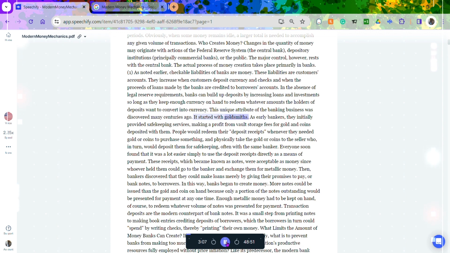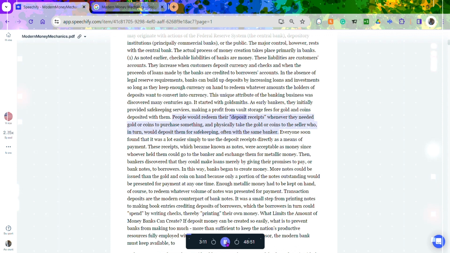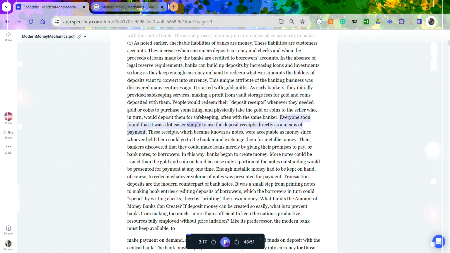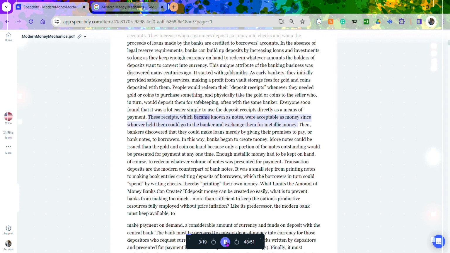It started with goldsmiths. As early bankers, they initially provided safekeeping services, making a profit from vault storage fees for gold and coins deposited with them. People would redeem their deposit receipts whenever they needed gold or coins to purchase something, and physically take the gold or coins to the seller who, in turn, would deposit them for safekeeping, often with the same banker. Everyone soon found that it was a lot easier simply to use the deposit receipts directly as a means of payment. These receipts, which became known as notes, were acceptable as money since whoever held them could go to the banker and exchange them for metallic money.